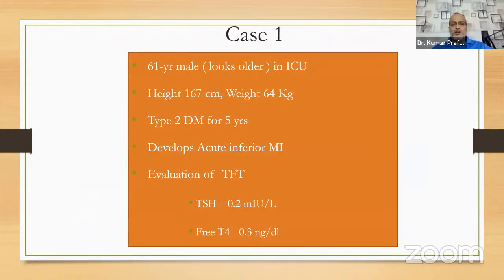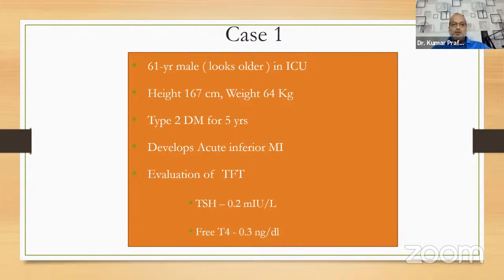So the best way to understand the variations is to take up a few cases and try to understand what is happening. I just told you in the beginning, interpretation of thyroid function test is straightforward. Some aberrations occur, and we need to correlate them clinically. To understand it better, we are going to take up a few cases.